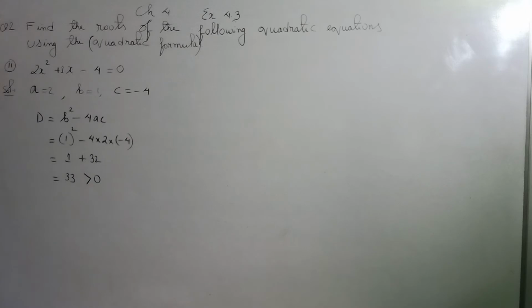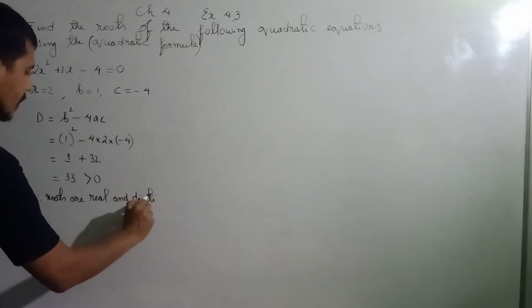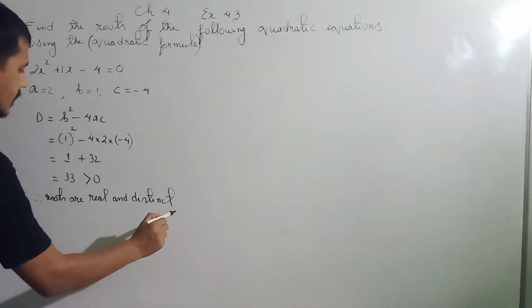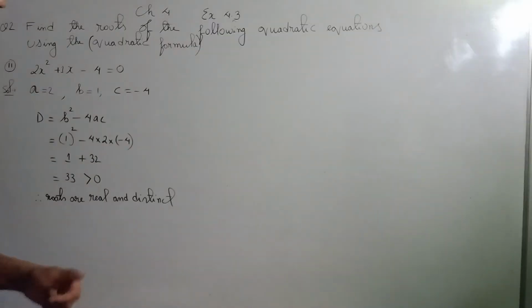Now the value 33 is a positive quantity, which is greater than 0. Just like the previous one, since the discriminant is greater than 0, roots exist, and roots are real and distinct. Now let me use the quadratic formula for finding the roots.